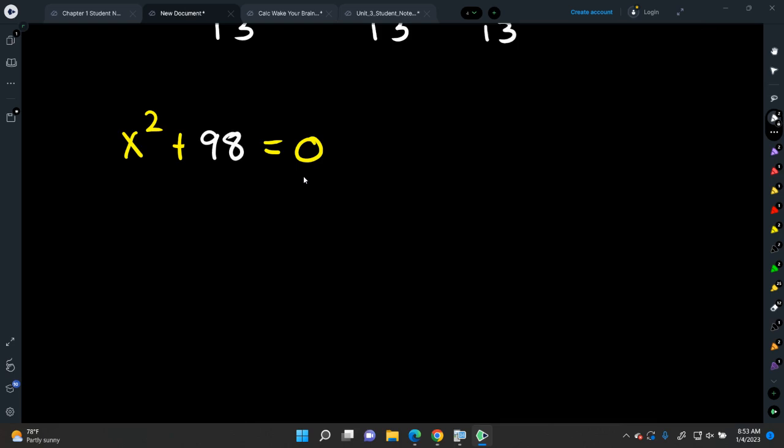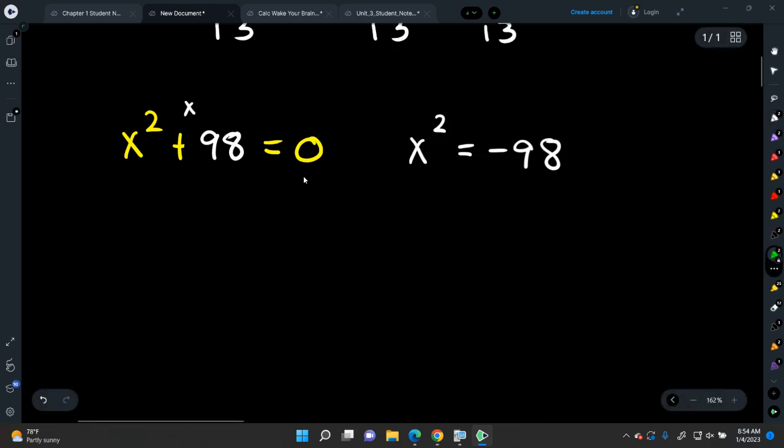Since the middle term is missing, I can just subtract 98 from both sides. I can do that because there's no x term. If there's an x term, you cannot do this, and then you have to factor. Now I'm going to take the square root of both sides. So the square root of x squared equals what? X. And the square root of negative 98.